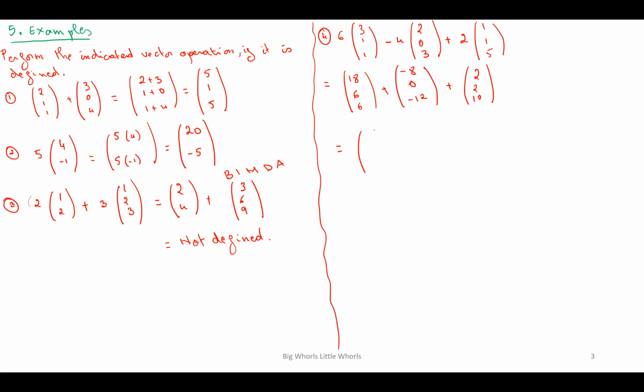Now we can add the components on an entry by entry basis. 18 minus 8 is 10, plus 2 is 12. 6 plus 0 is 6, plus 2 is 8. 6 minus 12 is minus 6, plus 10 is 4.